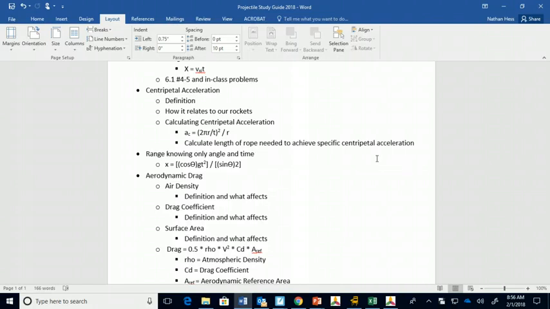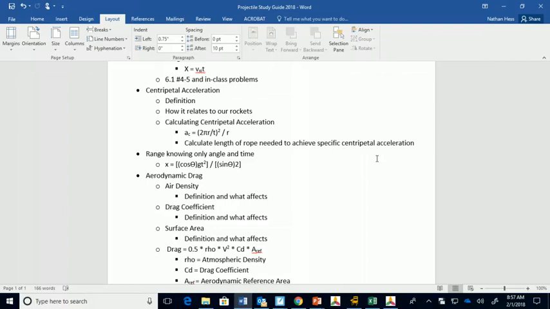And then the third set of problems we did was talking about range if you only knew the angle and the time, right? So we used this formula: the cosine of theta times g times t squared divided by the sine of theta times 2. So if all I had was the angle the rocket was launched at or the ball was thrown at, and how long it was in the air, I could find its range, right?